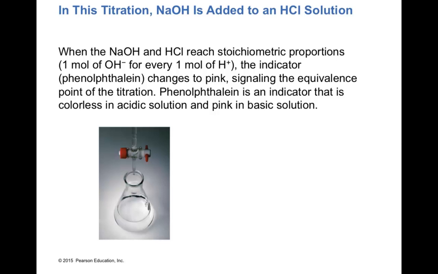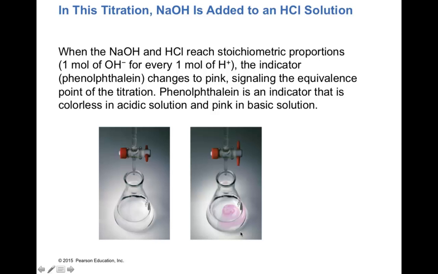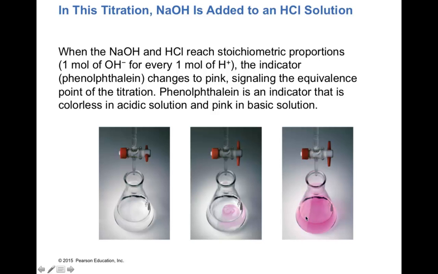Phenolphthalein is an indicator that is colorless in acidic solution and pink in basic solution. As we can see here, because it's clear, this solution is acidic. Once we start to release sodium hydroxide into the solution, it's going to start to form that pinkish color until you have the whole solution pink. This point is known as the equivalence point, the point where the amounts of the hydroxide and the protons are equal. That is known as the equivalence point of the titration.